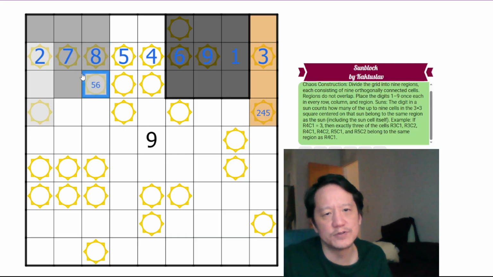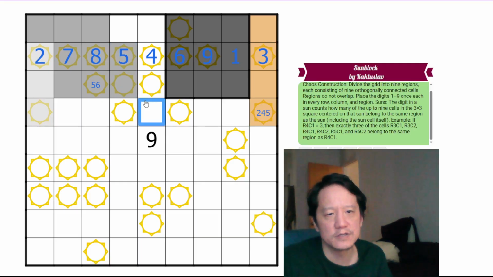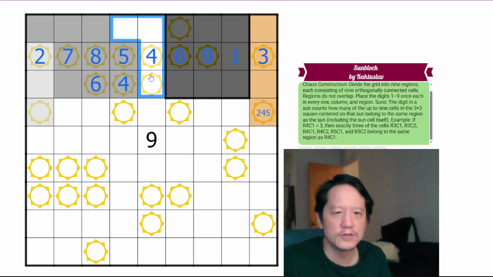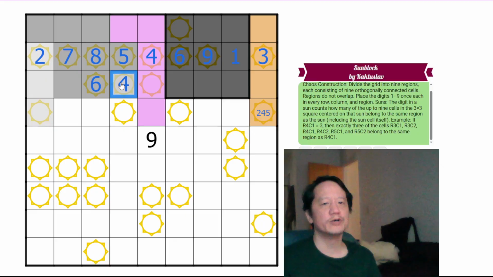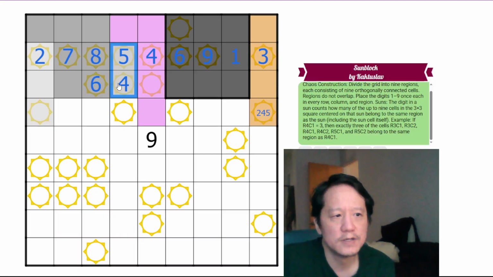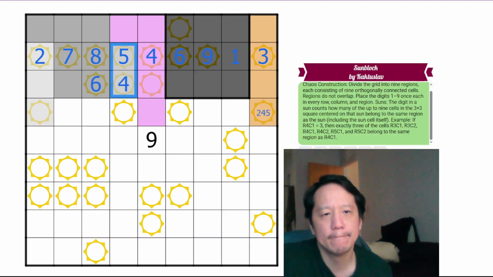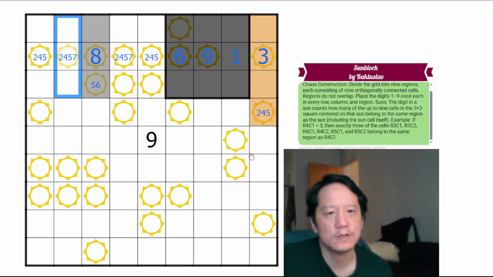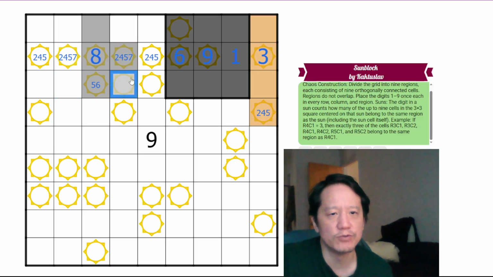Since this is 5, this would have to be part of the region. That means this must be 6. So that's interesting. That would be 6. This would be 4. And this would have to be 4 going this way, which does work. So either way, these two are part of the region. Interesting. So these are definitely part of the region no matter what.